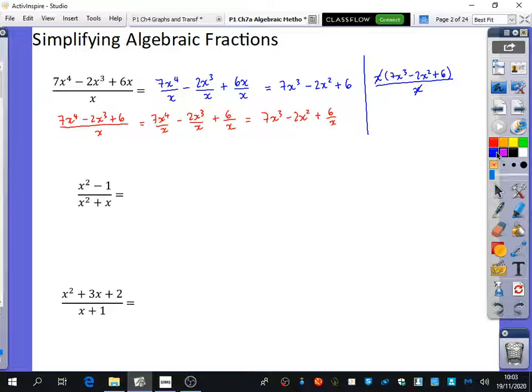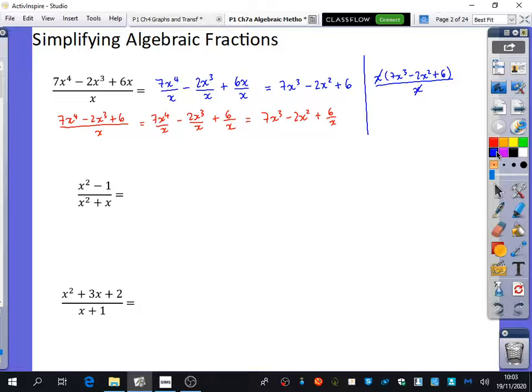Okay, so the next one that we're going to do here says x squared minus 1 over x squared plus x. To simplify algebraic fractions, we're really looking to be cancelling out factors that they have in common. So we're going to deal with the numerator and the denominator separately to each other. When you look at the numerator, I'm hoping a phrase is popping into your head.